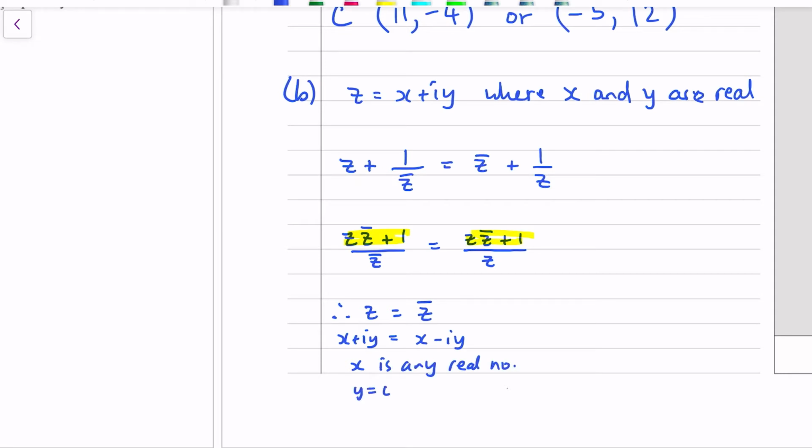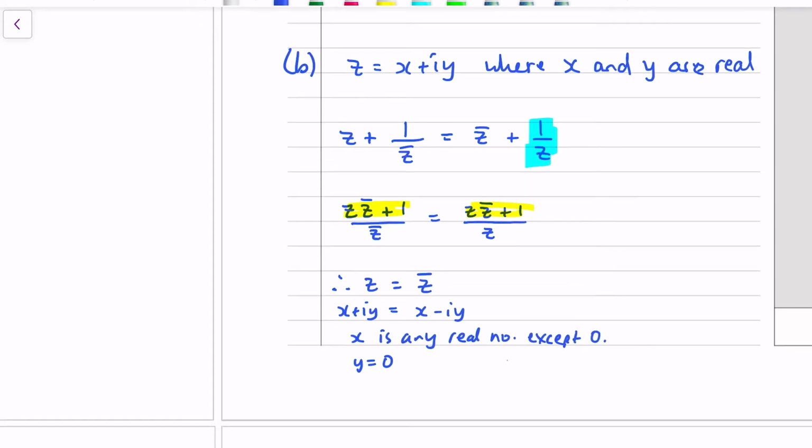and y equals 0. And there's a catch to it, because if we make y 0 and x 0, we've got a 1 over z in the question, and 1 over 0 is undefined. So x is any real number except 0, and y equals 0. In other words, for this equation to be satisfied, the complex solutions must be purely real. The solutions are purely real.